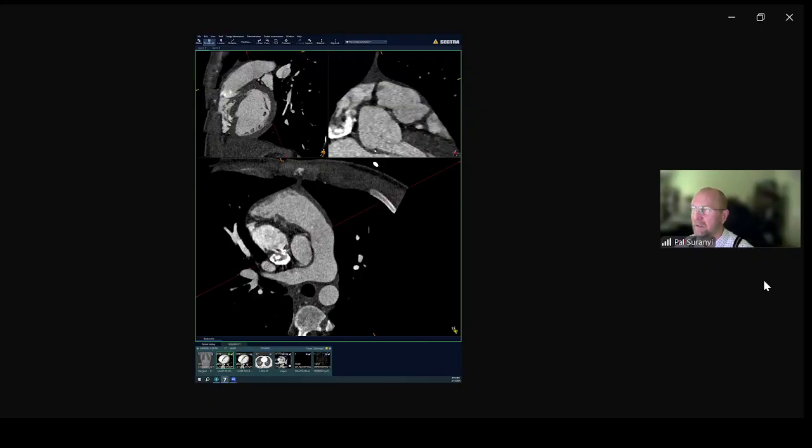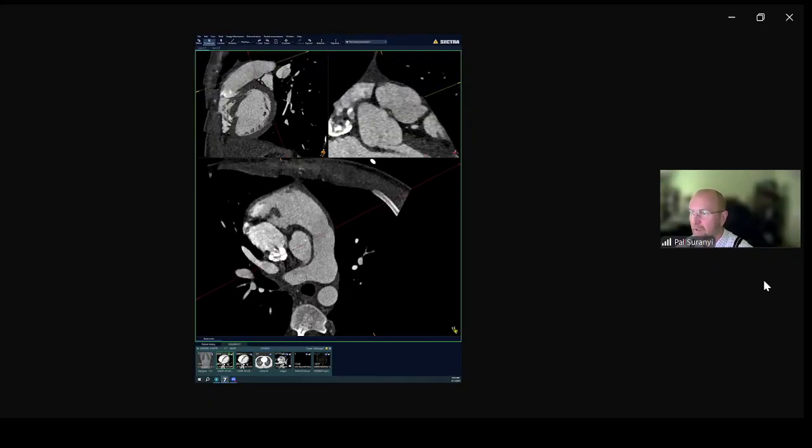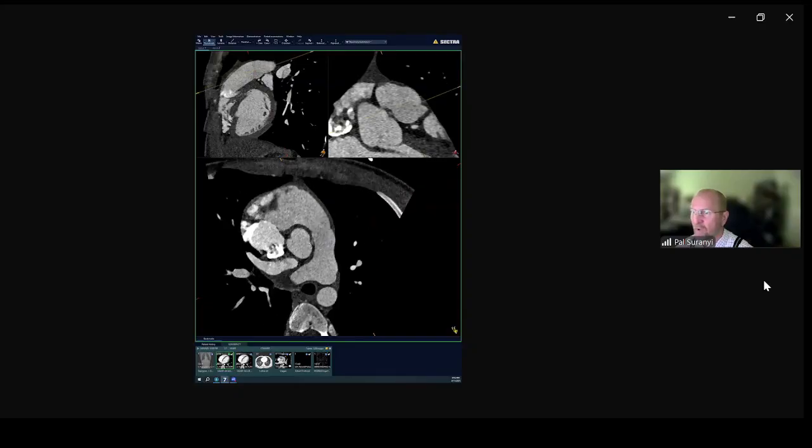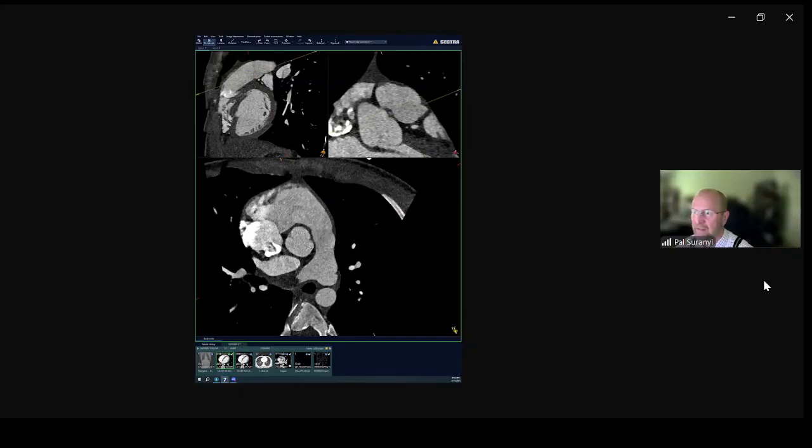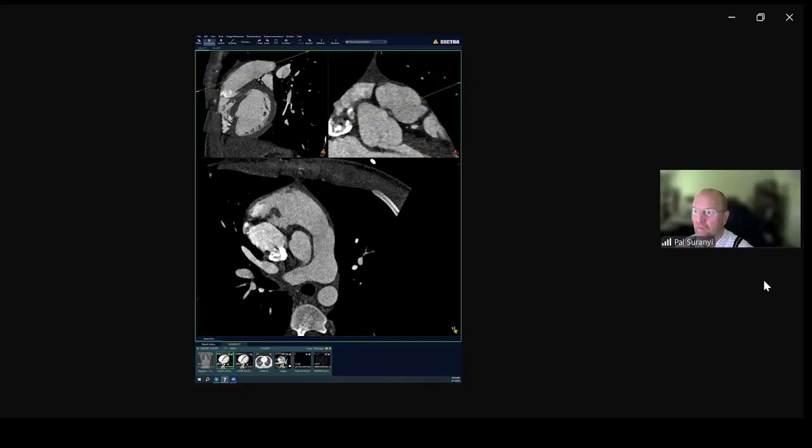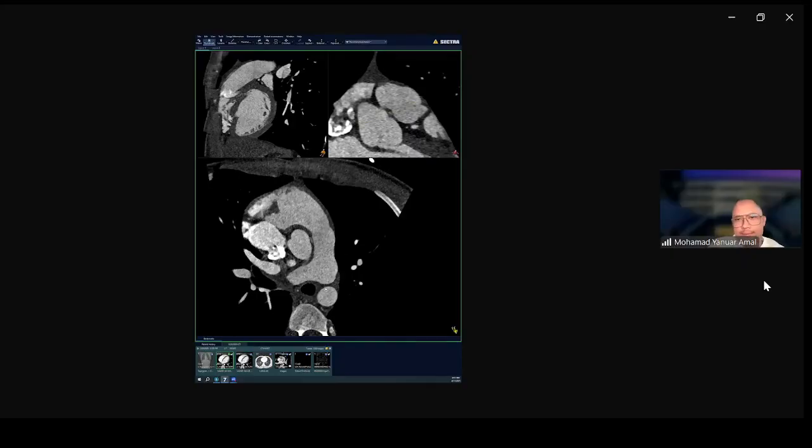So, and this is what I think Dr. Amal was pointing out, that you would look at the origin and the course of this vessel and see whether it's above or below the pulmonic valve. Am I getting your point right? Yes, yes. Is that what you wanted to say?